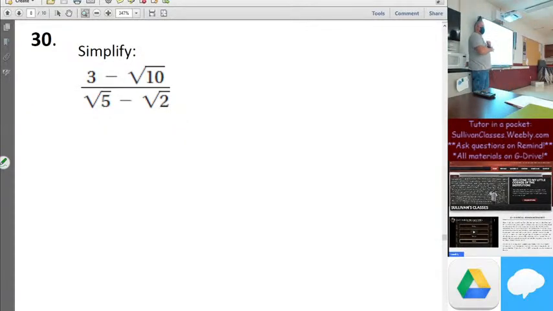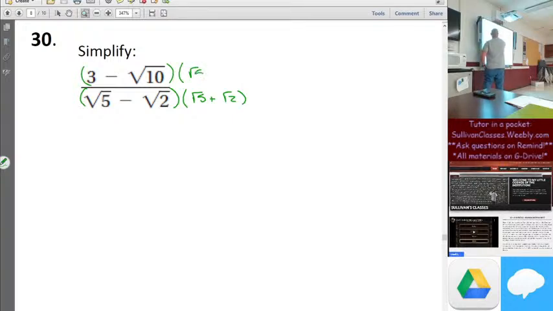Just like our complex numbers, I deal with radicals the same way. What's that word? Conjugates. I'll take this times a square root of 5 plus a square root of 2. 3 by the stuff is a 3 root of 5 plus a 3 root of 2. Negative 10 by the stuff is a negative root of 50. Yes, I'll change it later. Minus a root of 20. Yes, I'll change it later.